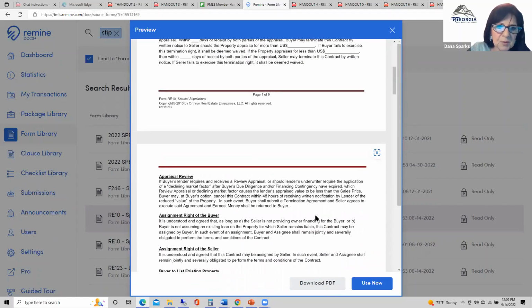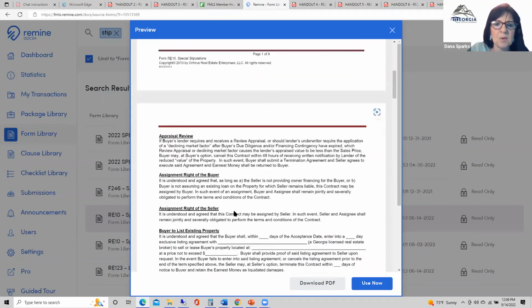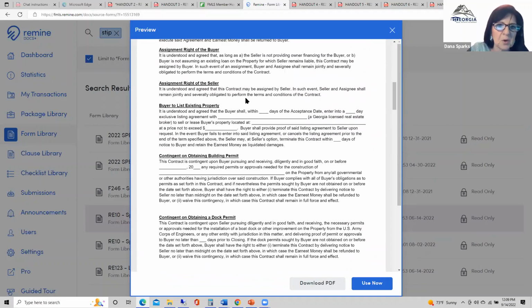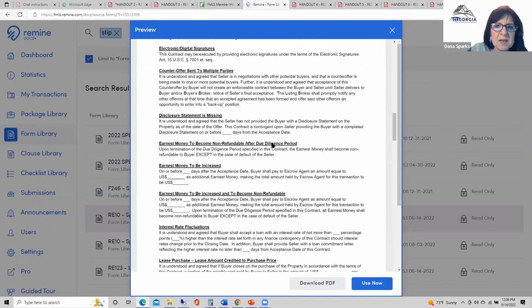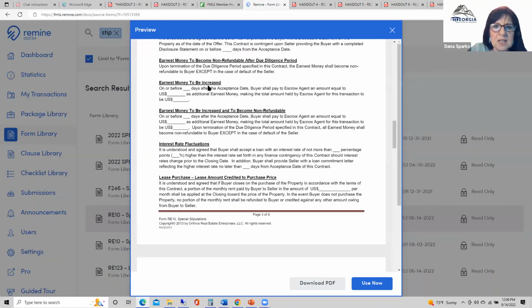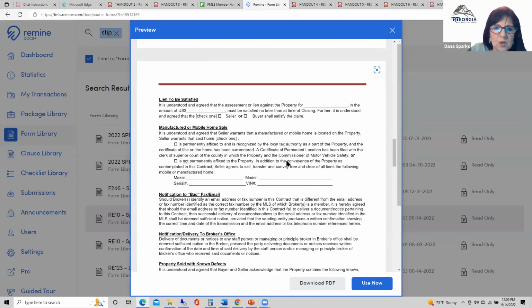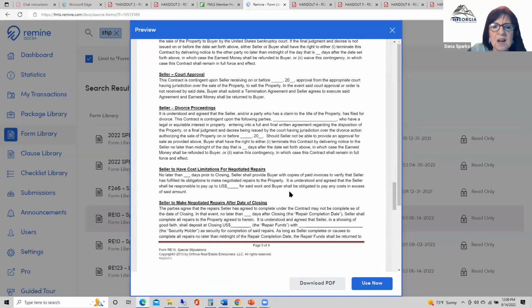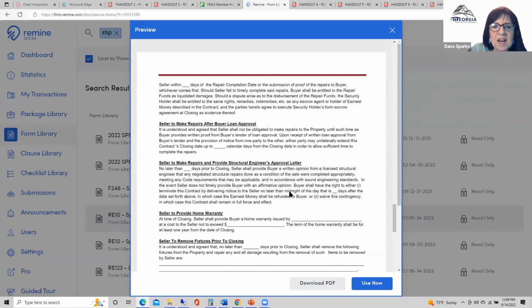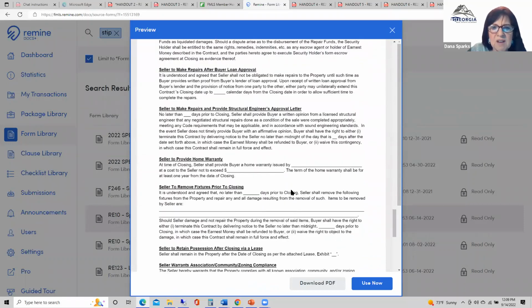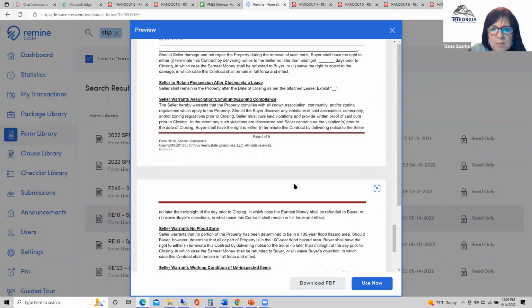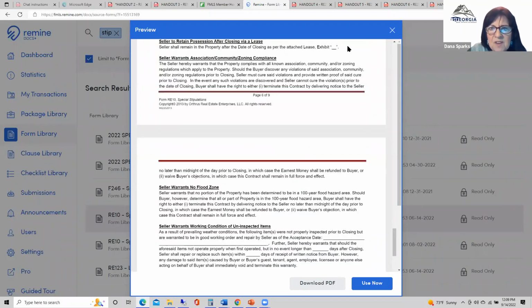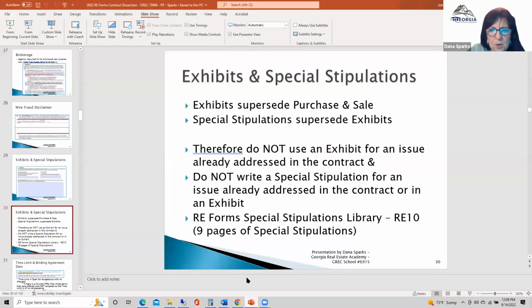Here is, for example, appraisal review, assignment right of buyer. These are all alphabetical. Buyer to list existing property, contingent upon obtaining a building permit, earnest money to become non-refundable, earnest money to be increased, lease purchase, so forth and so on. There are a lot of special stipulations, so I suggest you look to see if there's already something in the library before you write something. If not, I suggest you go to your broker first.